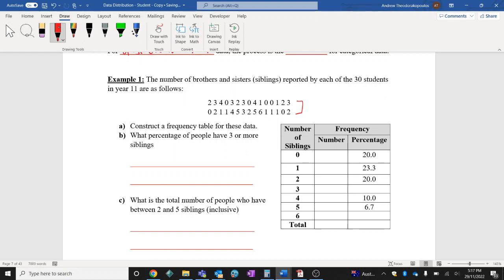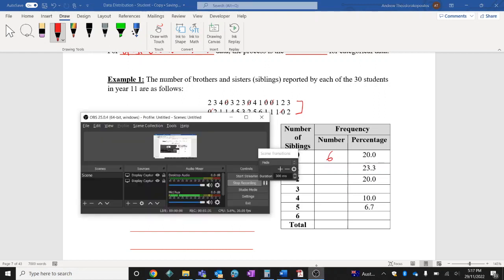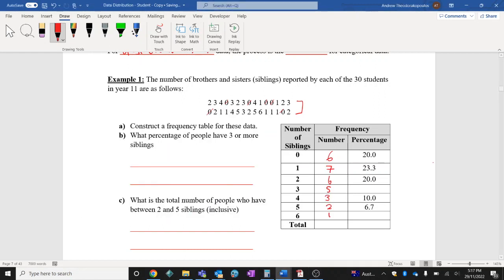So let's just count how many times we've got 0. So let's cross off all the zeros. 1, 2, 3, 4, 5, 6. And keep going like that until you get all the way down to the bottom. Be very careful not to make any mistakes and count carefully. Double check all your numbers because you don't want to make a simple mistake.